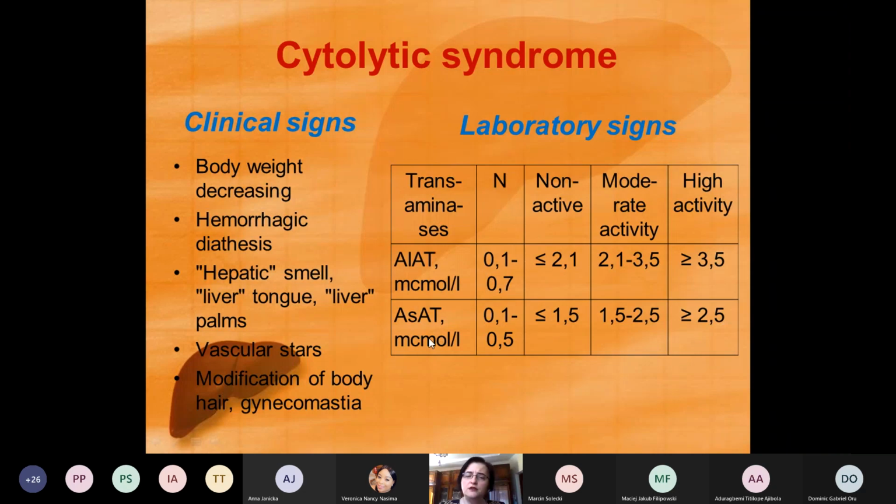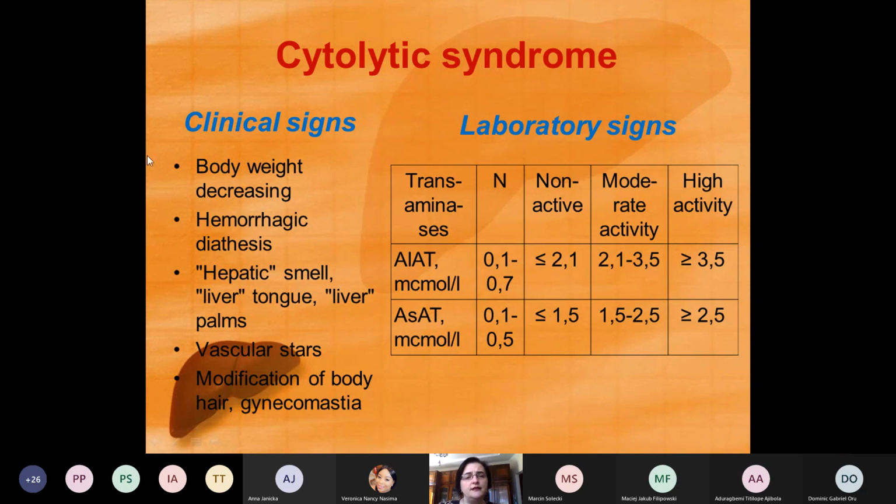Also, another aminotransferase, aspartate aminotransferase, maybe is more characteristic for an organ like the heart, but for the liver also. And you have to remember the index of this aspartate to alanine ratio, and when aspartate is higher than alanine aminotransferase, it shows very bad prognosis and shows us that fibrosis or even cirrhosis has already developed.